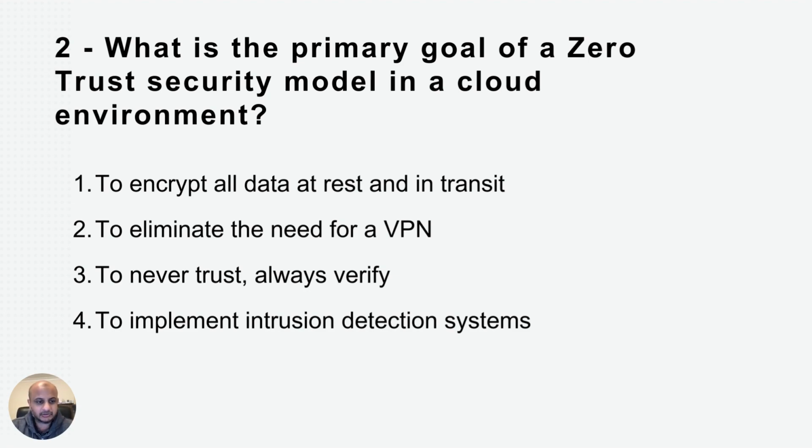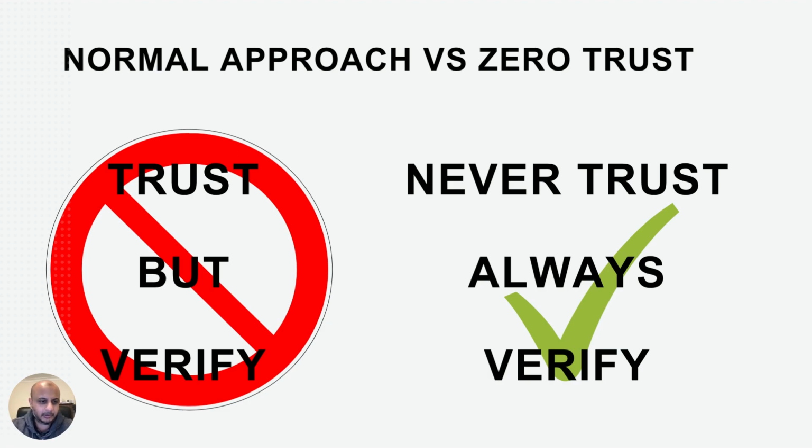To never trust, always verify. That is one of the core foundational principles of zero trust. I would say this is the one. And the last is to implement intrusion detection systems. No, that's definitely not it. So it could be either two or three, but it'll be three, because two is one of the benefits. Number one is a feature, like one of the things you do. So it is to never trust, always verify. This is the concept of zero trust.